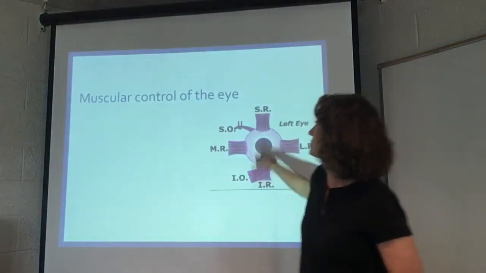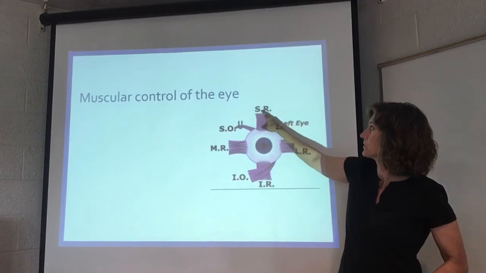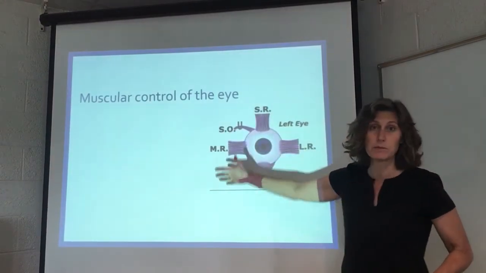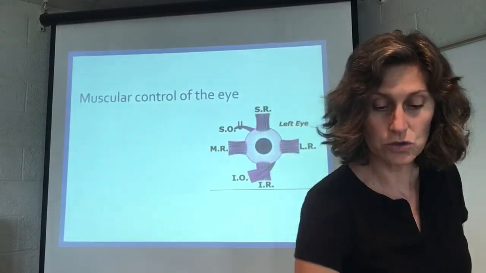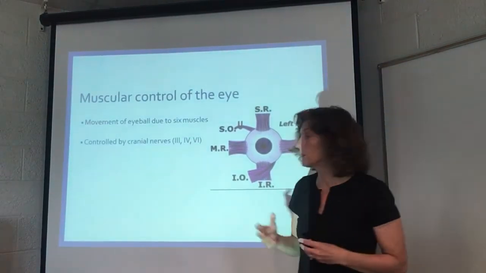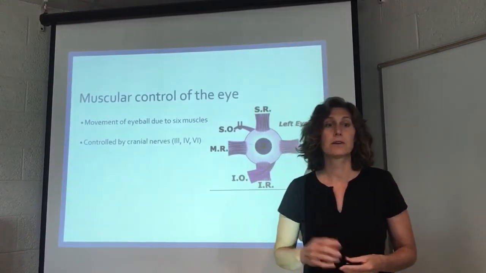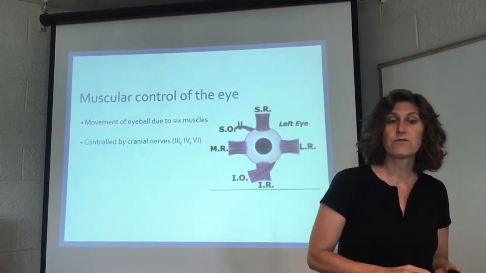So altogether, those are the muscles and the control of the eye. There they are, so superior rectus, superior oblique. Now you can make sense of what those initials were. And so the movement of the eyeball is created through the movement of these 6 muscles. And they're controlled by cranial nerves 3, 4, and 6.